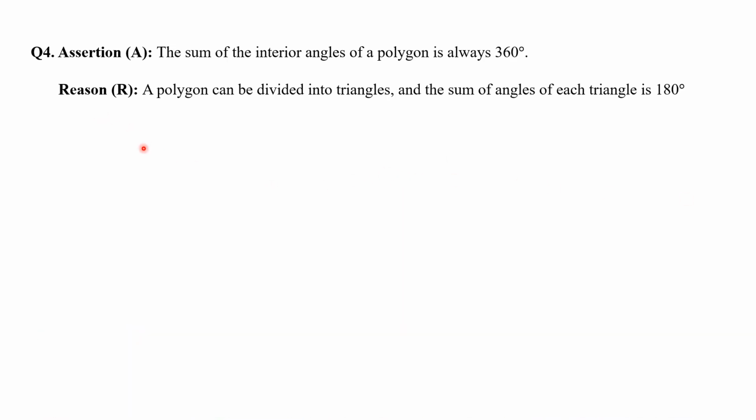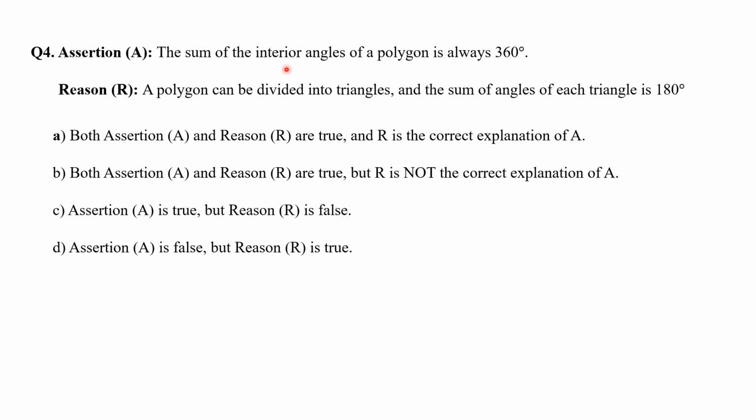Now question number 4. Assertion: the sum of the interior angles of a polygon is 360 degree, and reason is given as: a polygon can be divided into triangles and the sum of the angles of each triangle is 180 degree. Now if you see the assertion, the sum of interior angle of a polygon is always 360 degree. Now this statement is false, because sum of exterior angle is 360 degree. Interior angle depends on the number of sides of the polygon. So from here I can say that assertion is false.